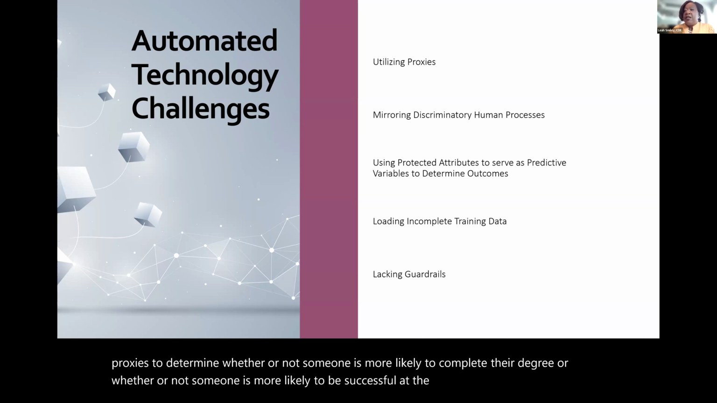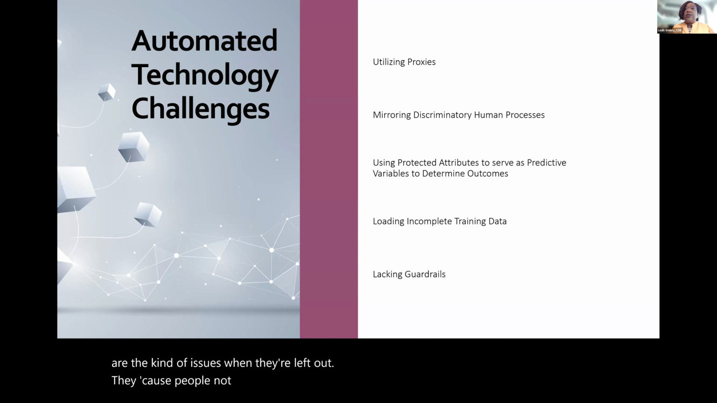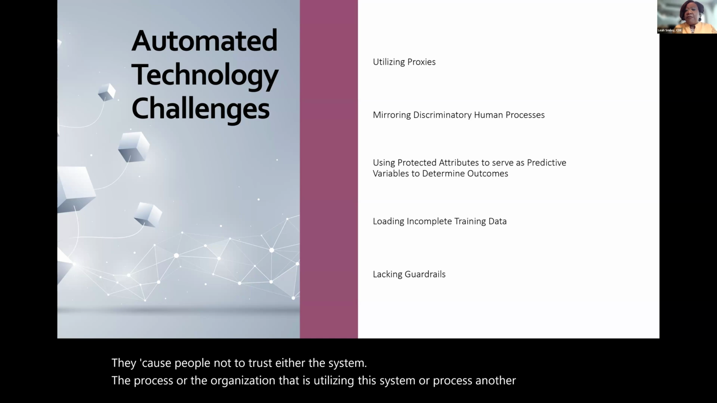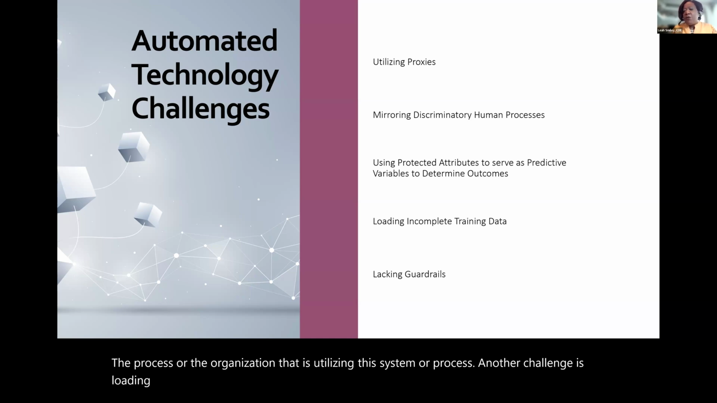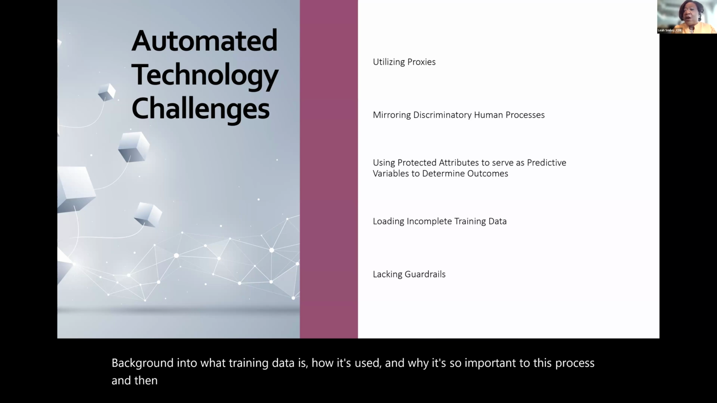And certainly these are the kind of issues that, when they're left out, cause people not to trust either the system, the process, or the organization that is utilizing this system or process. Another challenge is loading incomplete training data, and we go into extensive background on what training data is, how it's used, and why it's so important to this process. And then finally, lacking guardrails.